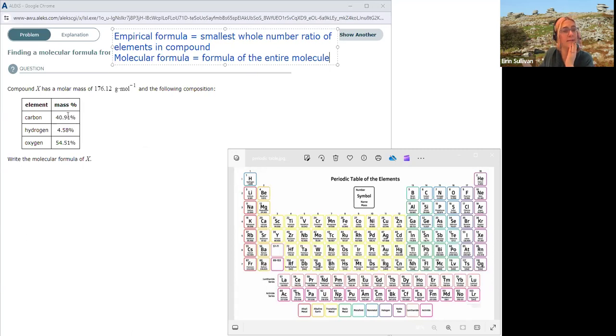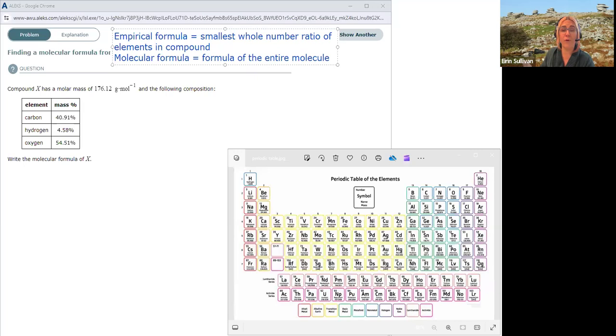So there's like a chunk of this particular molecule. So the way to do this is, first of all, you have to work out the empirical formula, but then you are going to compare the molar mass of the empirical formula to the molar mass of the entire compound. If they're the same, then the empirical formula is the same as the molecular formula. The molecular formula may be larger than the empirical formula, never smaller, right? Cannot be smaller, but it can be larger.